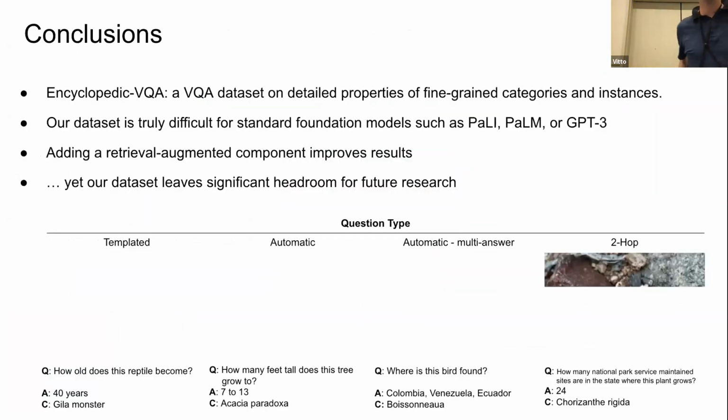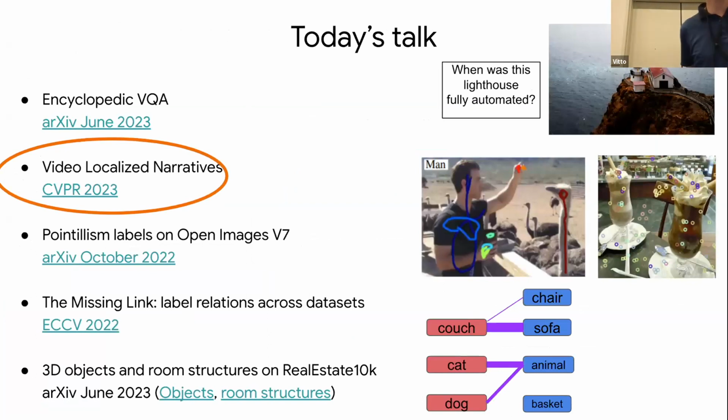In conclusion, I showed you a dataset on detailed properties of fine-grained categories and instances that truly challenges foundation models like PaLI, PaLM, and GPT. And the way out to solve such challenges is a retrieval augmented component, which doesn't solve the whole thing. It leaves headroom for quite some research, given that we're not even at 50%, especially the two-hop questions are very difficult, and I kind of hid them away during this conversation. So this was the first paper.